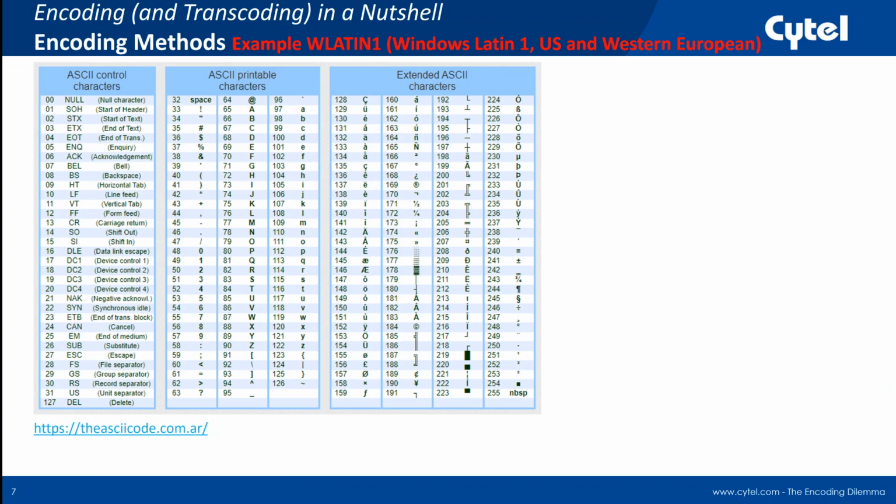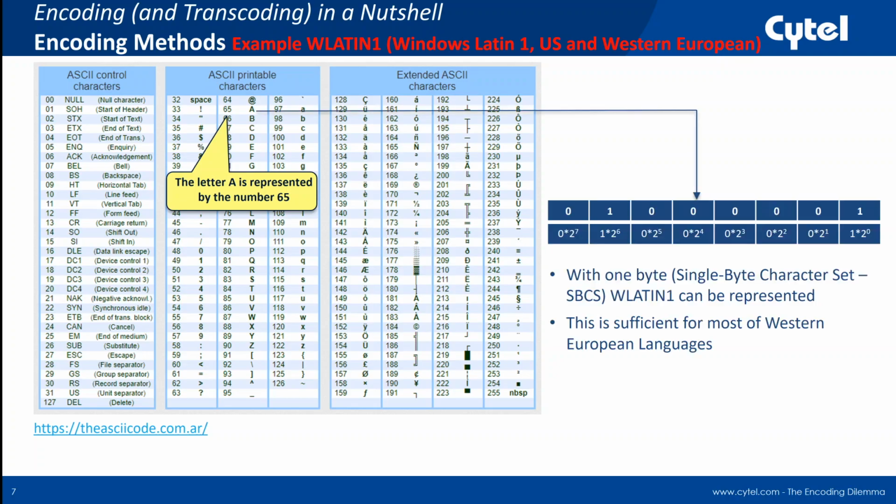For example, in SAS, with the WLatin1 encoding, the uppercase letter A is represented by the number 65, which is then translated to a sequence of 8 bits, so 1 byte. With this encoding system, we can represent most of the Western European languages, such as English. Essentially, we can represent all ASCII characters, including control characters and extended ASCII characters.